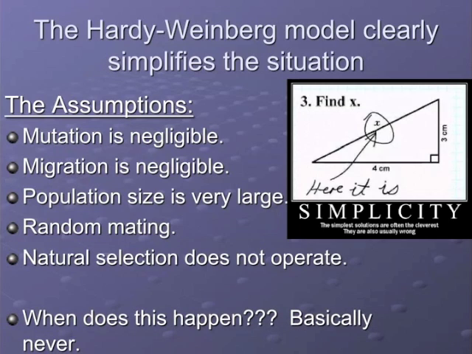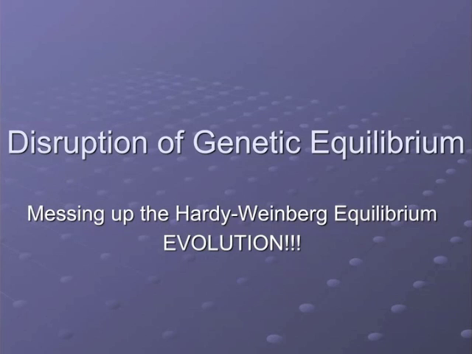So how and when does this actually ever happen, all of these 5 things? There's no mutation, no migration, a large population, random mating, and natural selection doesn't occur. That's basically never. And this kind of proves that evolution occurs. So the Hardy-Weinberg model, they came up with this idea, and because this never occurs, it in and of itself proves that evolution does occur. So now we're going to look at messing up the Hardy-Weinberg equilibrium. We're going to look at each one of those assumptions and explain how they could actually cause evolution.